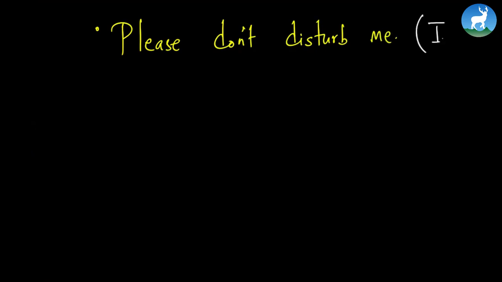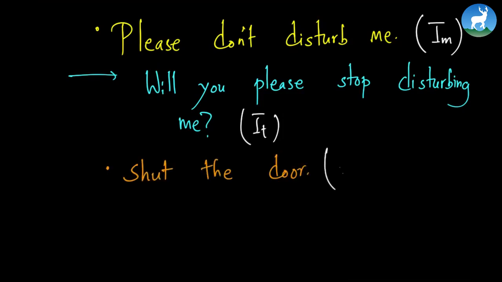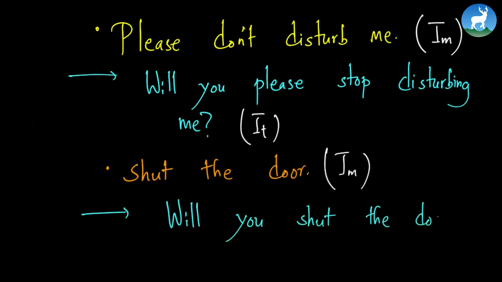I'll give you more examples. Please don't disturb me. What kind of sentence is this? Obviously, it is an imperative sentence. How can you change this into an interrogative one? You will write, will you please stop disturbing me? Now this is an interrogative sentence. One more example. Shut the door. This is an imperative sentence. How can you change this into interrogative? You will write, will you shut the door? Question mark. So this is an interrogative sentence.